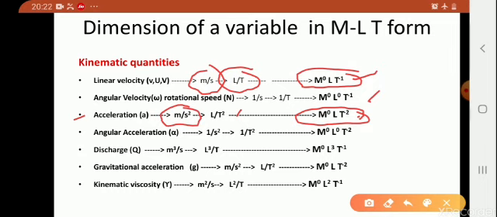Discharge, meter cube per second, so meter cube means it is a length cube, and second is represented by time T, so L cube upon time. Since in this discharge there is no mass term, it takes the form M raised to 0, L raised to cube, and T raised to minus 1. Similarly, acceleration due to gravity, there is M L T raised to minus 2. Then kinematic viscosity, represented by meter square per second. Meter means length, length square per time here. So ultimately, the MLT form for kinematic viscosity is M raised to 0, L square, and T raised to minus 1.